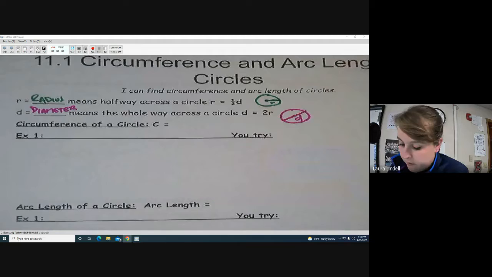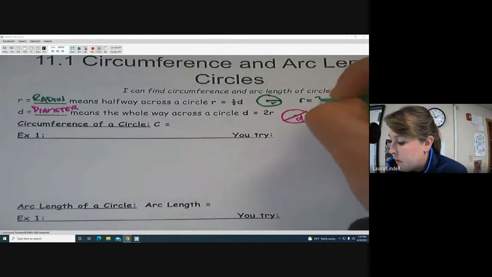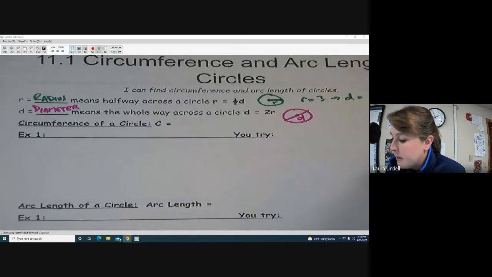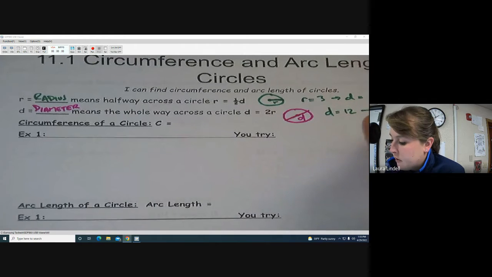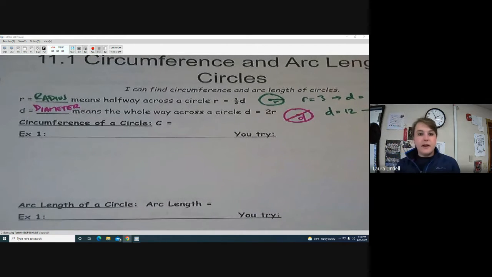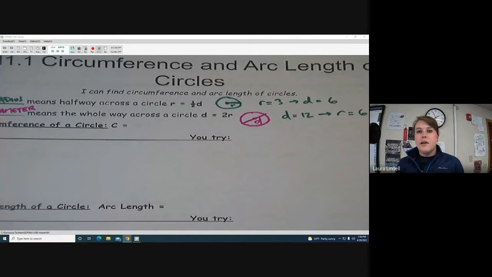So if I have the radius as 3, then the diameter would be 6. If the diameter is 12, the radius would be 6. You can find each of them using the other. So if you're given a radius and you want a diameter, then multiply by 2. If you're given a diameter and you want a radius, then divide by 2. So that's how those two work together. And those are important measurements when it comes to figuring out what the circumference or the arc length is that we're looking for in these next couple of problems.